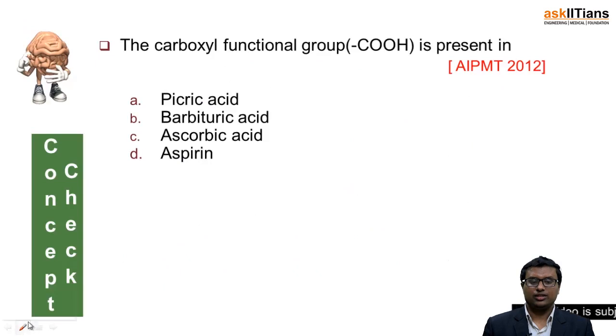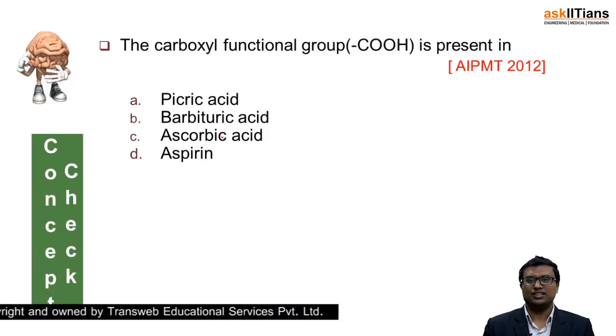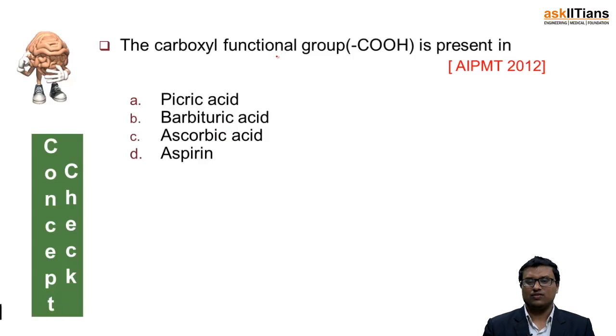So next, next question is again related to your aldehydes and ketones, but this question doesn't seem to be from aldehydes and ketones because there is a carboxyl functional group, right, and it is present in, right. So here the functional group is COOH, and the options are you have picric acid, you have barbituric acid, you have ascorbic acid, and you have aspirin, right. So there is one famous pharmaceutical product which is aspirin. What is aspirin? Aspirin is formed from your phenols, and you use a carbonyl compound in between, and finally you will get aspirin.